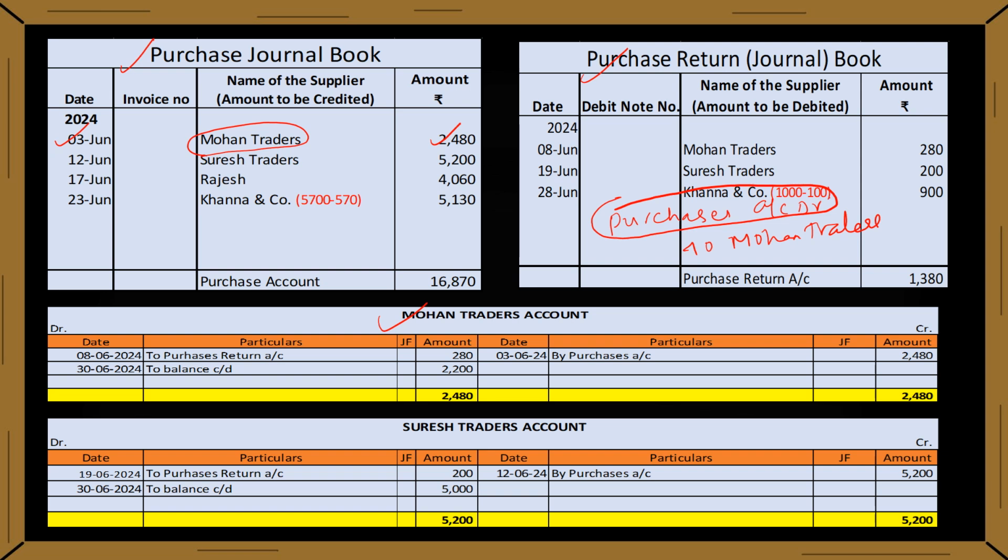In the ledger account of Mohan Traders we are going to credit purchase account. Date is 3rd June. So 3rd June 2024 by purchases account 2,480 is the amount.